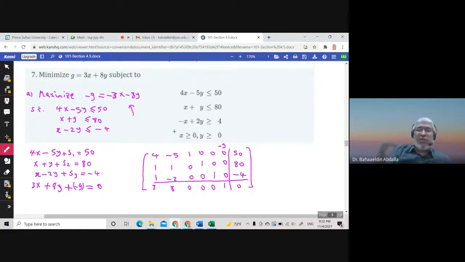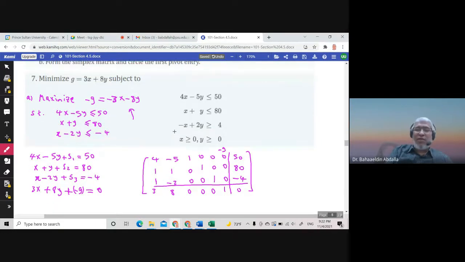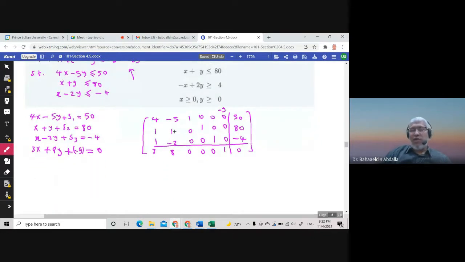This is the first Simplex matrix. To circle the first pivot entry, look to this column. Do we have a negative number? Yeah, negative 4. Search for negative numbers, negative 2. So this is the pivot column.